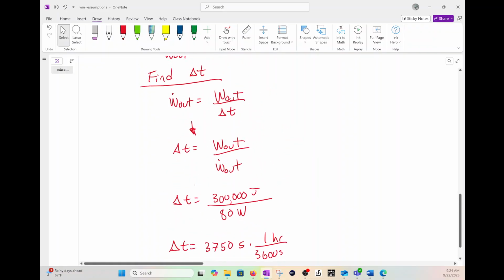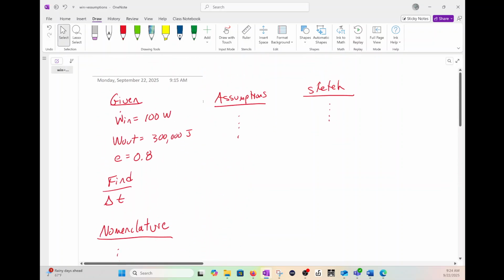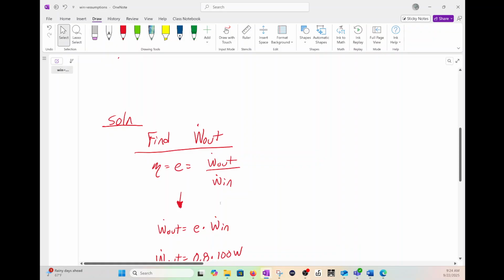That's how you set it up. Okay, so do not put any equations at the top. Equations go in the solution.